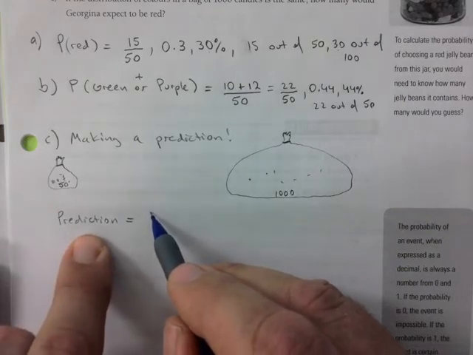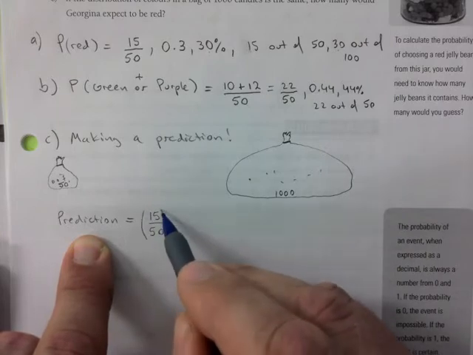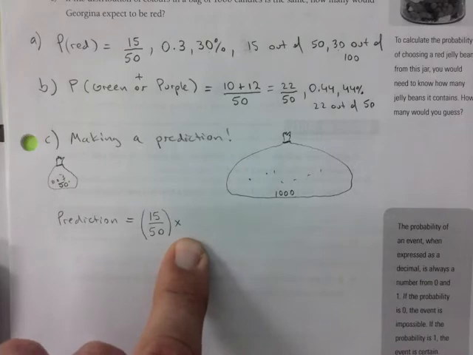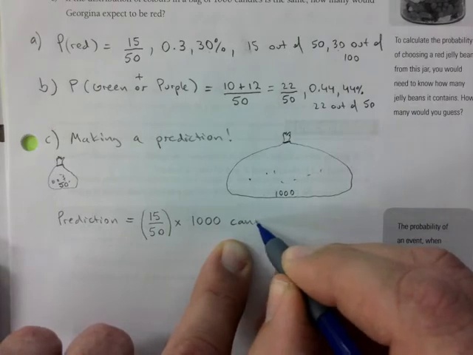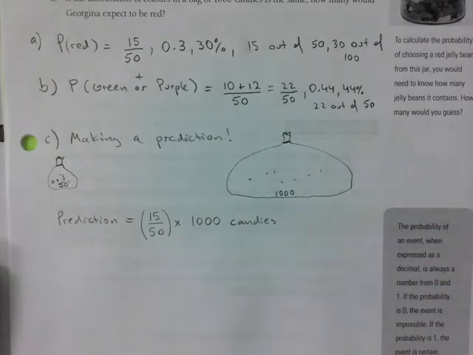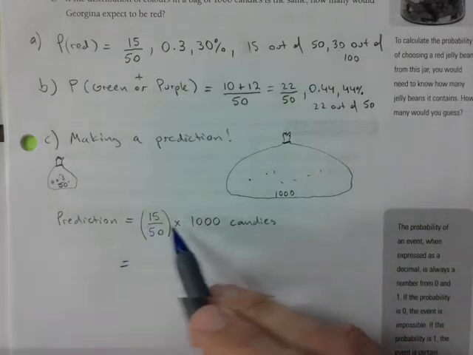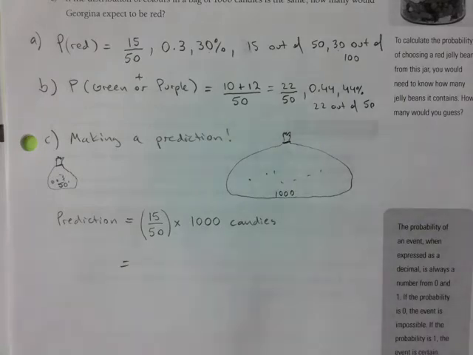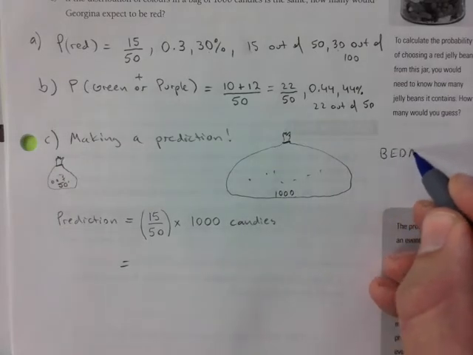Prediction is, probability of a red is 15 over 50, correct? And you're going to multiply that by, what did the formula tell you? The larger sample. And it's 1,000 candies. And Zach already answered, right? He told us it's 300, which you're correct. So I just want you to know, what do you do when this is happening, guys? You know, they always taught you BEDMAS, right? BEDMAS. But here, BEDMAS.